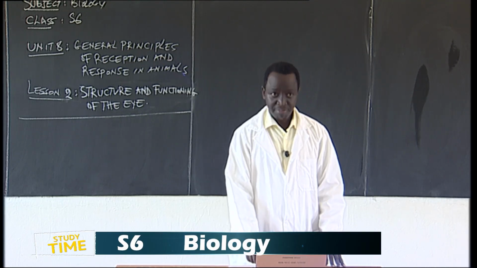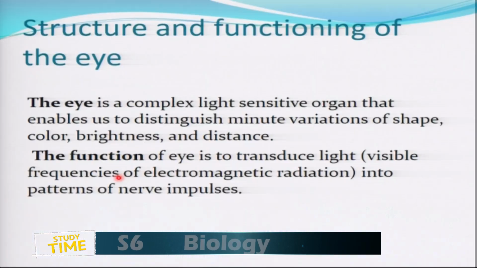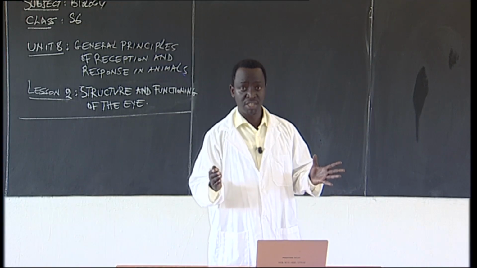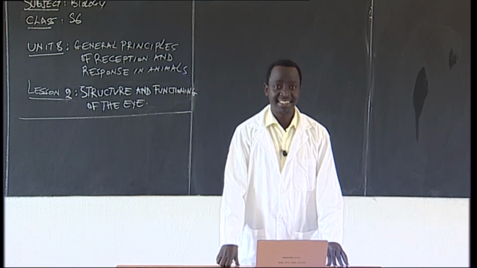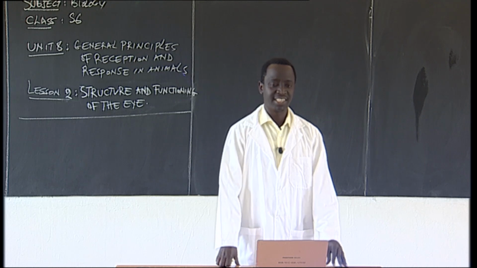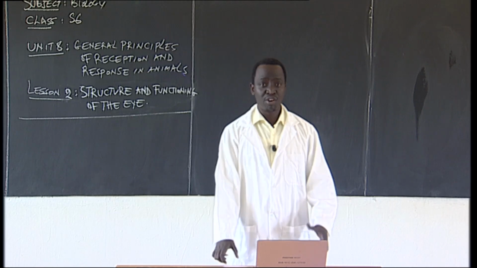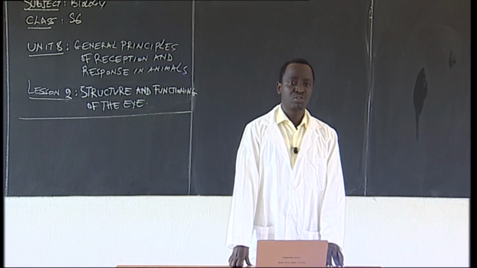So now, what is the eye? It is a complex light-sensitive organ that enables us to distinguish the variation of shape, color, brightness, and distance. So this is what we call the eye. Why is it light-sensitive? Because I use the light to see. If there is no light, have you tried to look when it is dark? In darkness, we cannot see well because there is no light. Those lights are received by photoreceptors found in the eye, on the part called the retina.